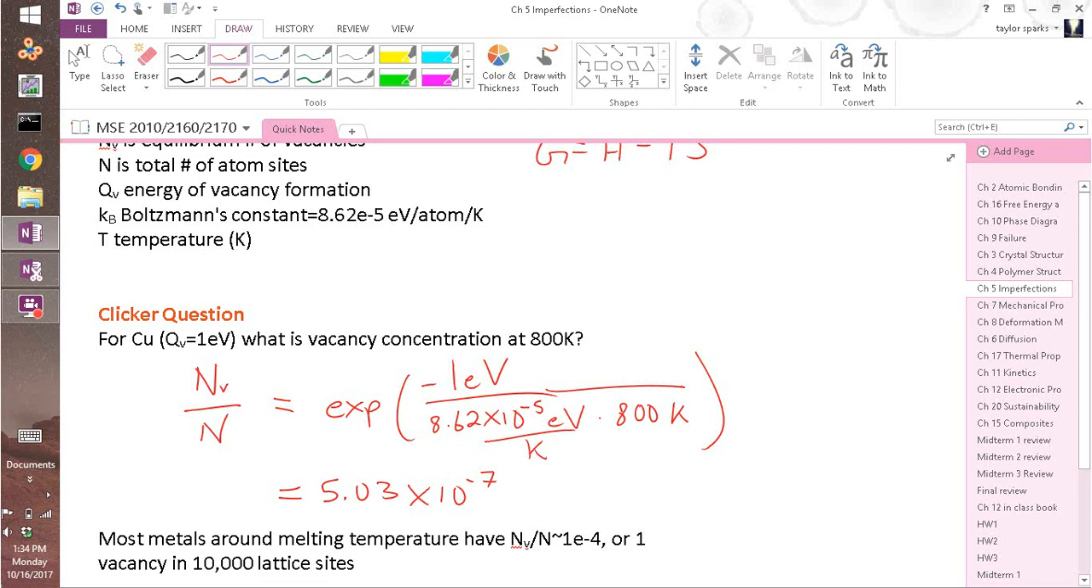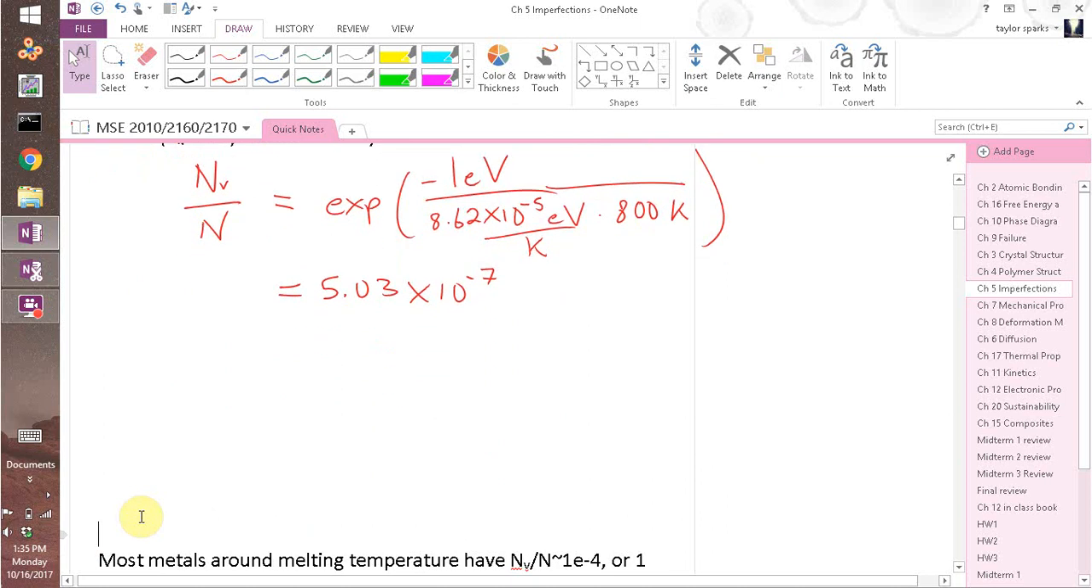So again, how about this? How would you answer this question? Per centimeter cubed, how many vacancies are there? You figured out the concentration. So turn to a neighbor and work this one out. How many vacancies are there per cubic centimeter? What else would you need to know to answer that question?